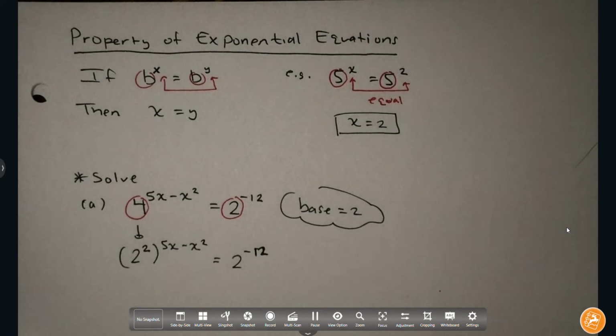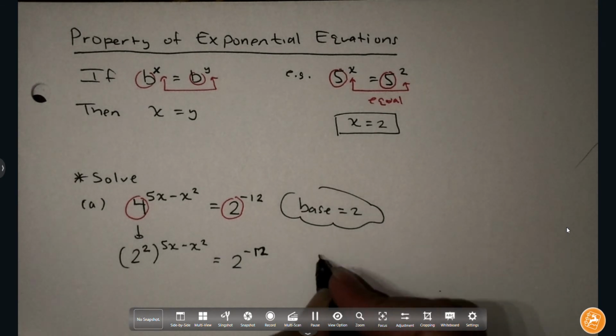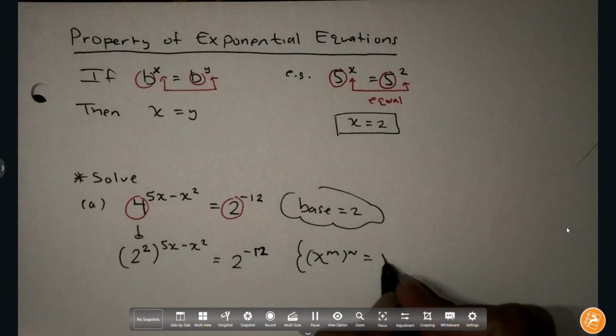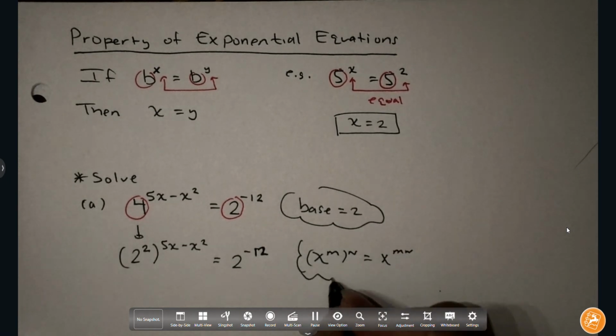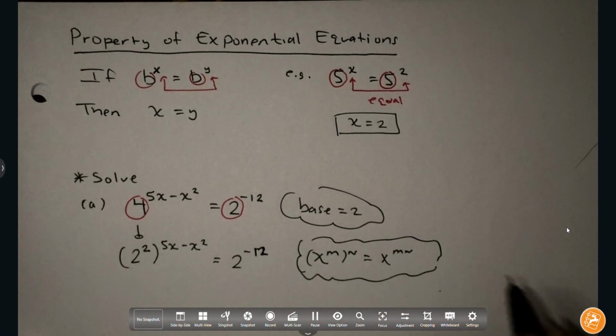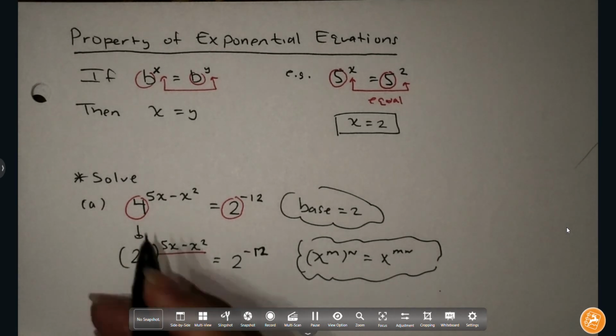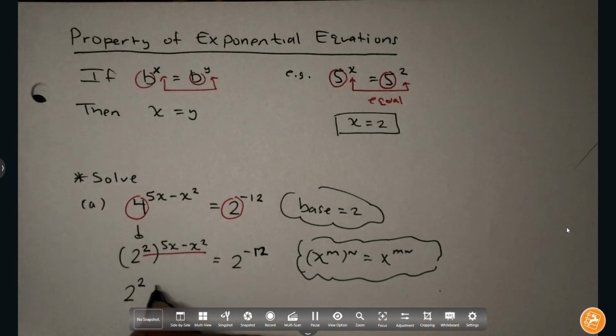In this case, we are going to apply the power rule to begin to simplify the left side. The power rule for exponents says this: if we have a factor and we raise it to some power, we keep the base and multiply the exponents. So when we apply the power rule to the left side, we keep the base of 2 and multiply the exponent. That will give us 2 raised to the 2 times 5x minus x squared power equals the right side.